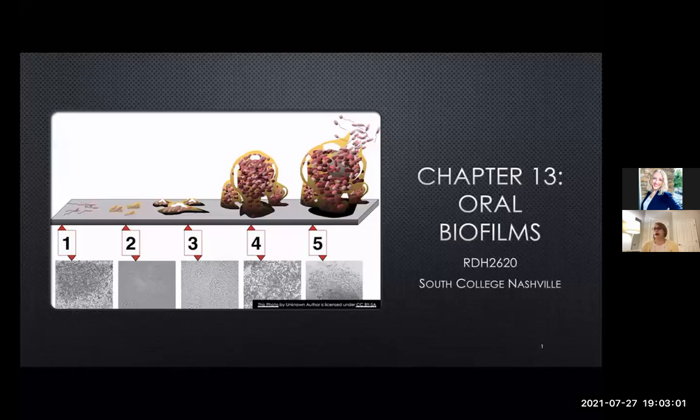All right, y'all, we are back with chapter 13, oral biofilms. This is a really, really important chapter. So if you have any questions while we are going through this, please email me right away. I am happy to help however I can, because oral biofilms are basically the medium in which bacteria are stored and kept against our tissues that cause disease.